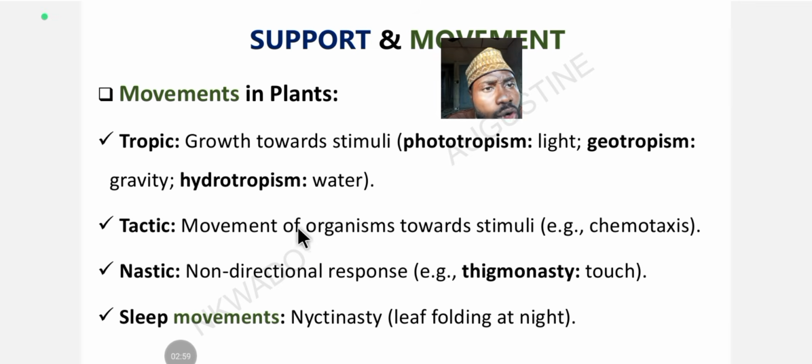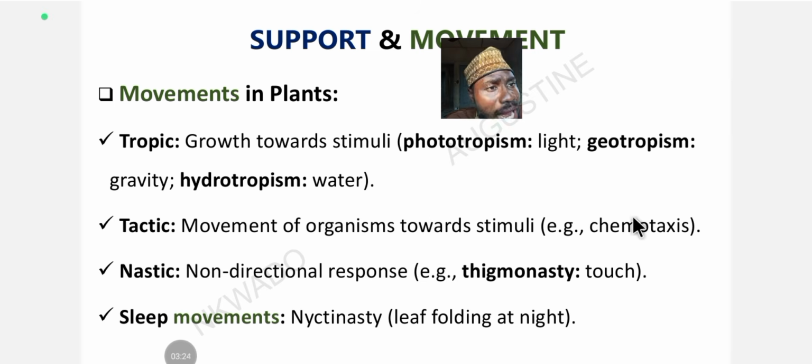It is the movement of an organism. It might not be only plants. Some other animals also exhibit this movement, especially unicellular organisms and some multicellular organisms. For example, Chlamydomonas, amoeba, multicellular organisms like Hydra, and so on. So it's the movement of an organism towards a stimulus.